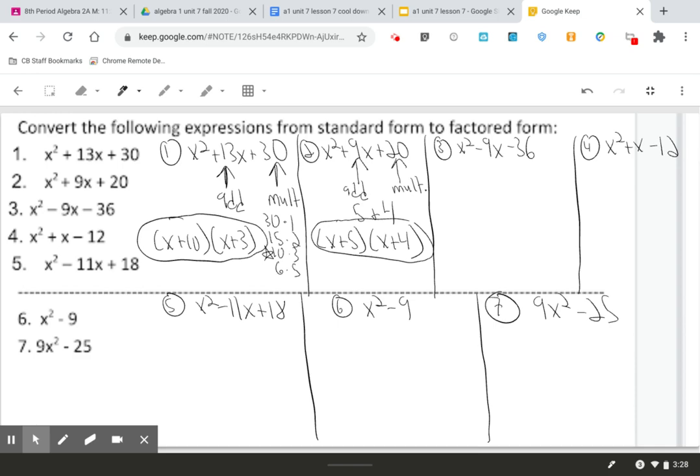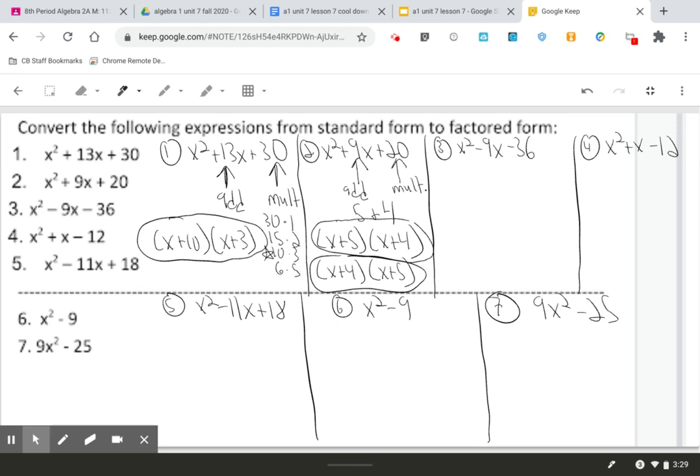Now, somebody usually asks me, what happens if I write the answer as x plus 4, x plus 5? Would I be incorrect? And the answer to that is, of course, no. When we're multiplying, it doesn't matter the order we multiply in. So when we convert to factored form, it does not matter the order that you list those factors in. So I could have said the answer here was x plus 3, x plus 10. It wouldn't have mattered.